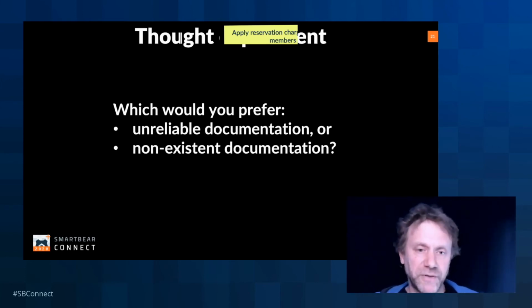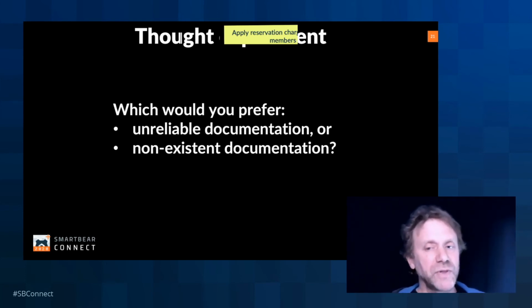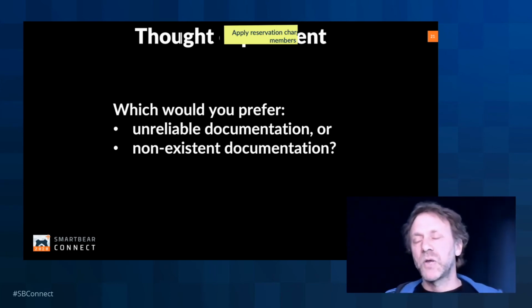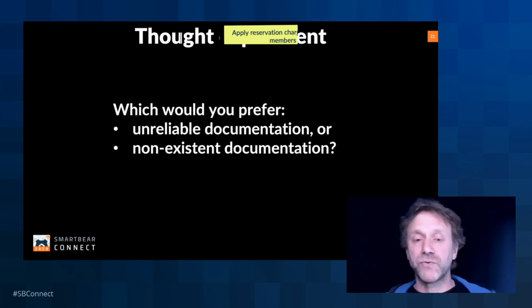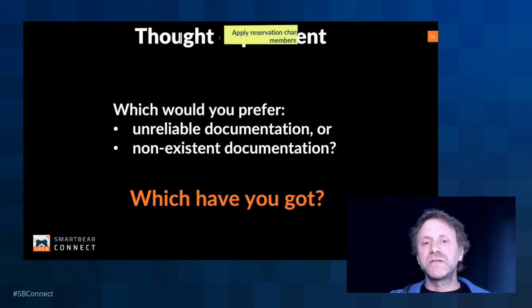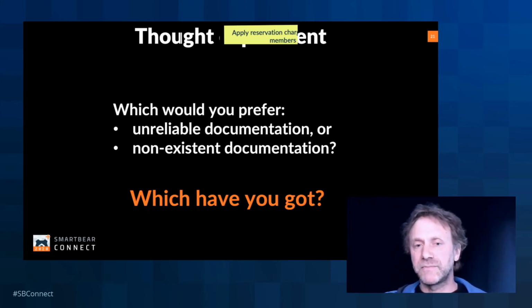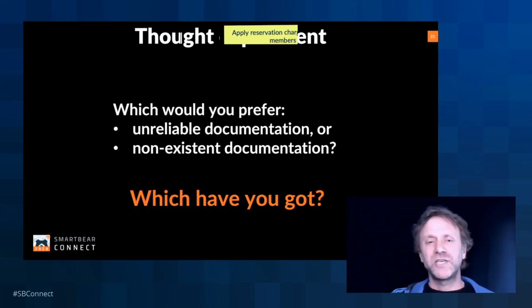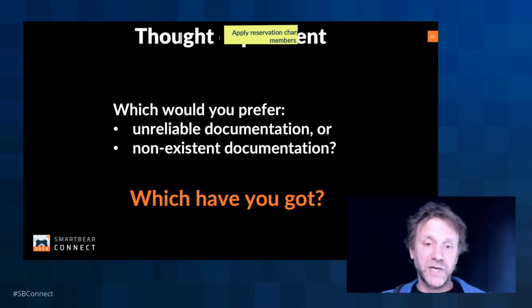So, a quick thought experiment for you. Which would you prefer? Unreliable documentation or non-existent documentation? Documentation that when you went to read it, you couldn't be sure if it was correct or not, or not having any documentation at all? Well, it's a kind of a trick question, but then think to yourself, which have you got? And almost undoubtedly, you've got unreliable documentation. Even though in reality, if you have the choice between no documentation and unreliable documentation, you'd probably be safer off with non-existent documentation.